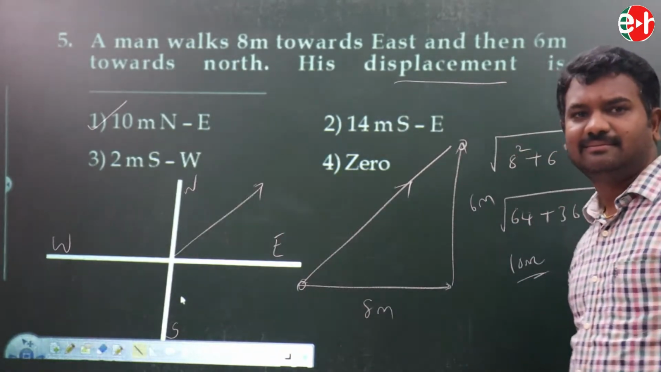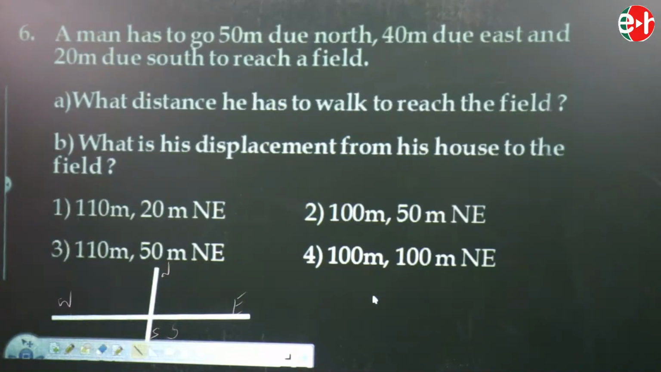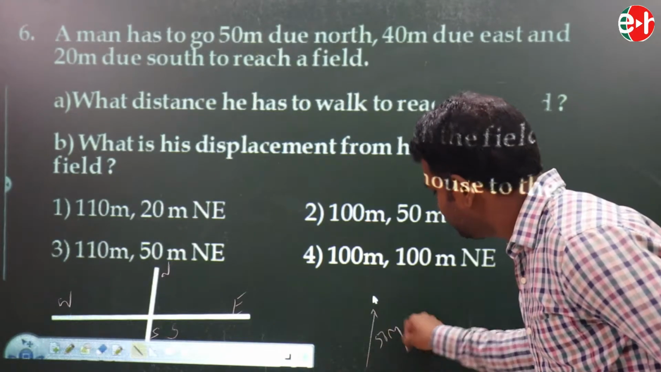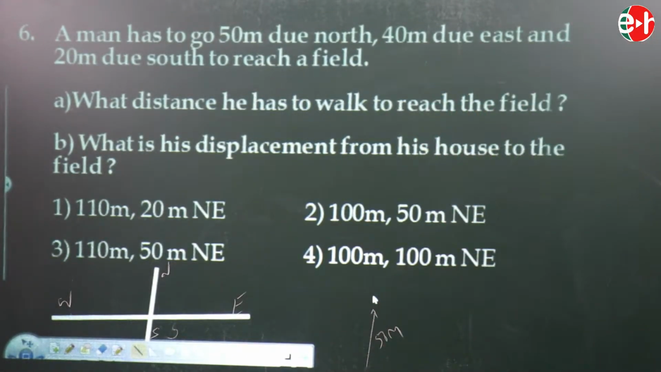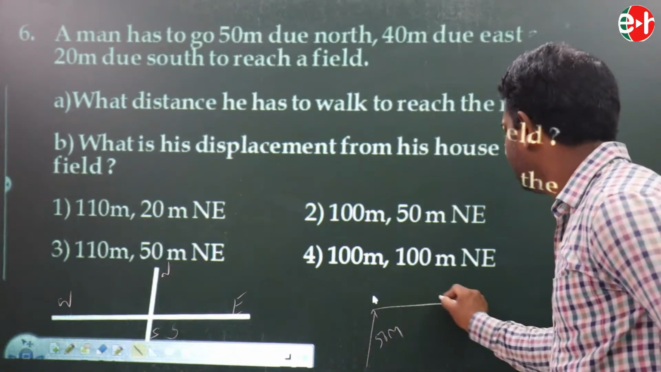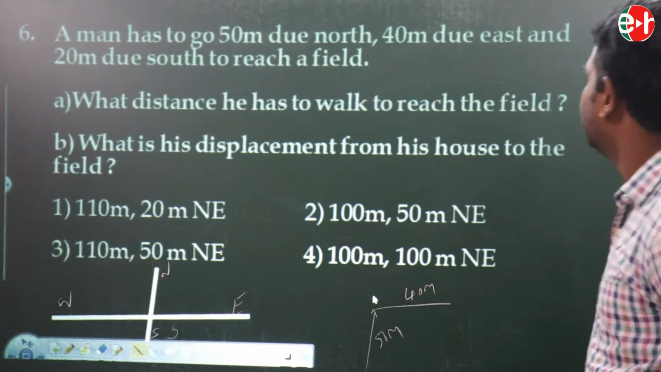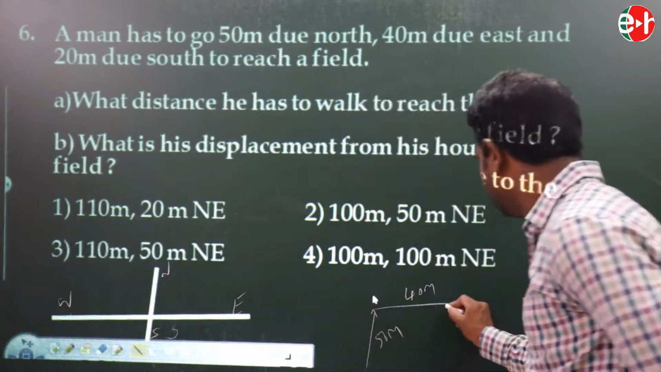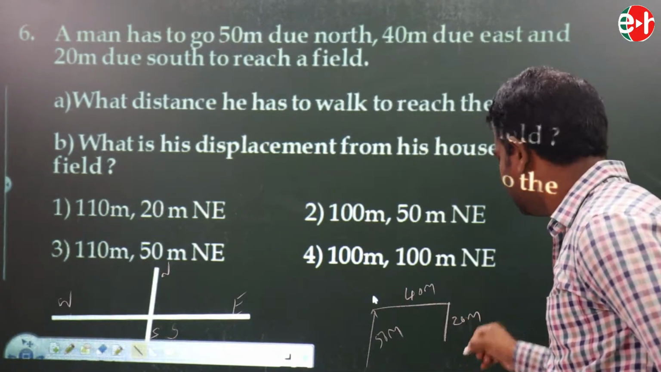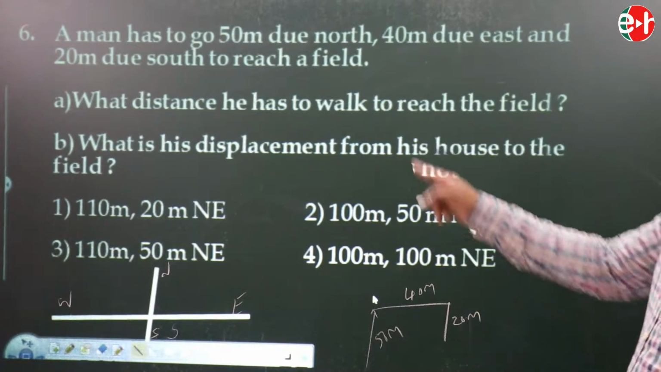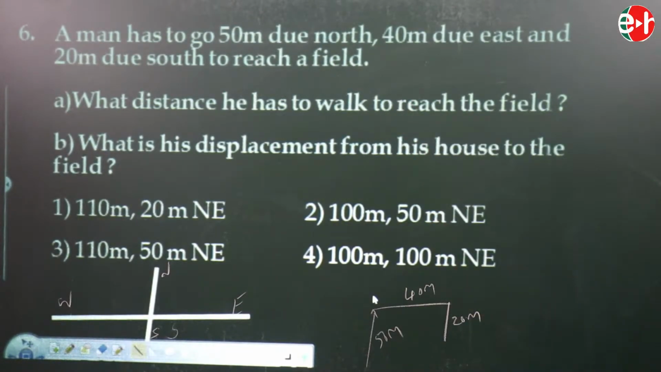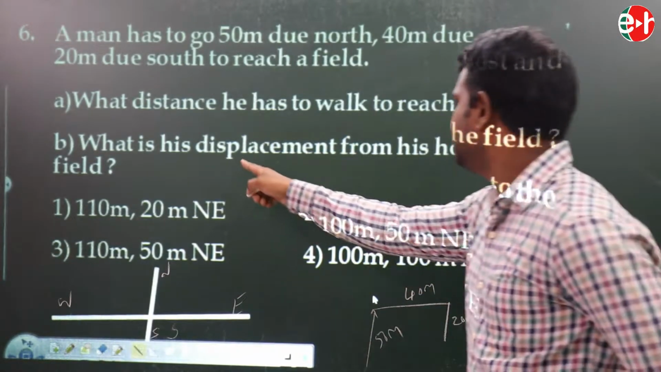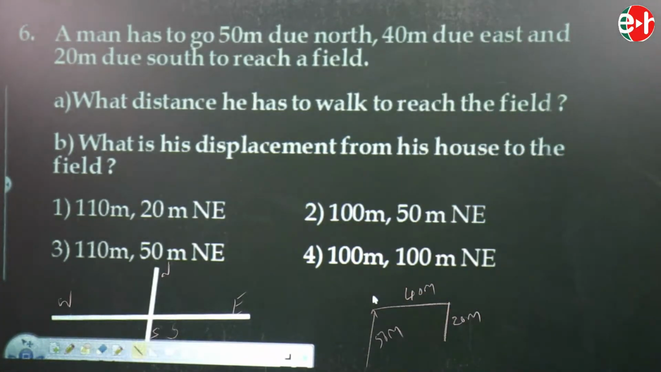Is it clear? Yeah. A man has to go 50 meters due north, like this, 50 meters. 40 meters due east, see, like this, 40 meters due east. 20 meters due south. Where is south? This direction. Means 20 meters due south, to reach the field. What distance did he walk to reach the field? What is his displacement from his house to the field?